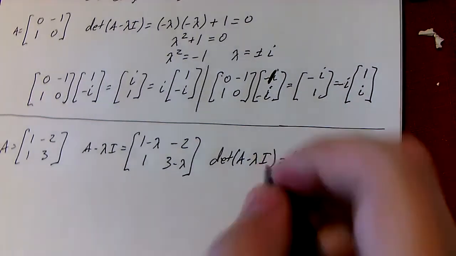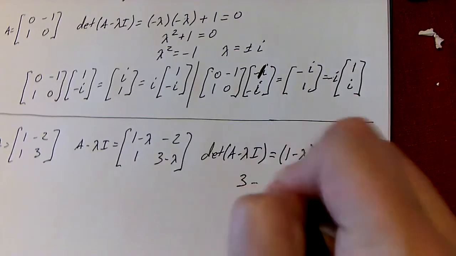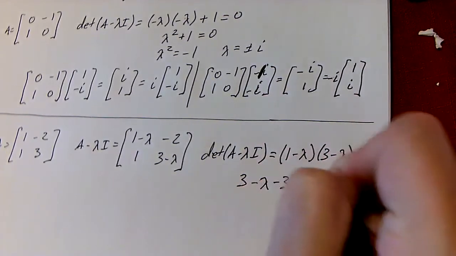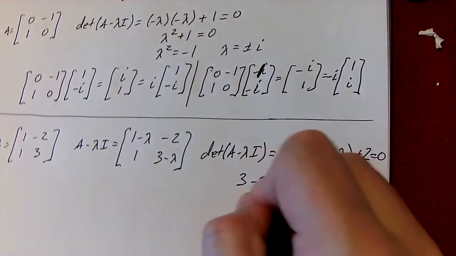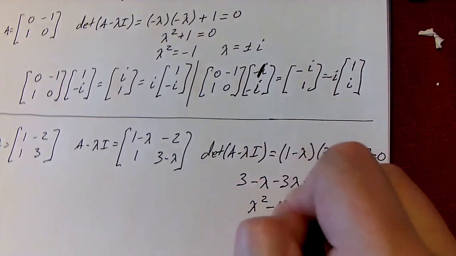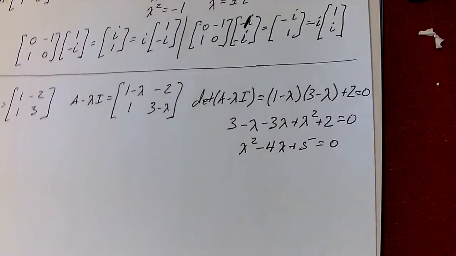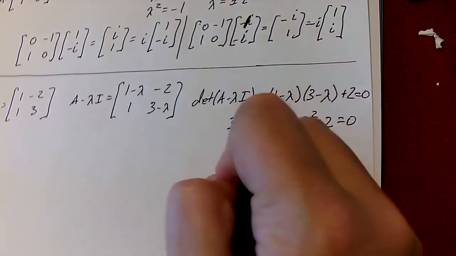and as usual, we are setting that equal to 0. Okay, so I'm going to multiply that out. I'm going to get 3 minus lambda minus 3 lambda plus lambda squared plus 2 equals 0. Rearrange, so I have lambda squared minus 4 lambda plus 5 is equal to 0. And you should recognize that that doesn't easily factor. So we need to use the quadratic equation.